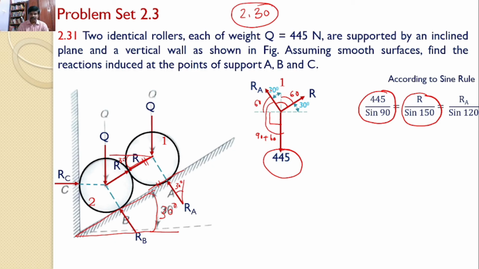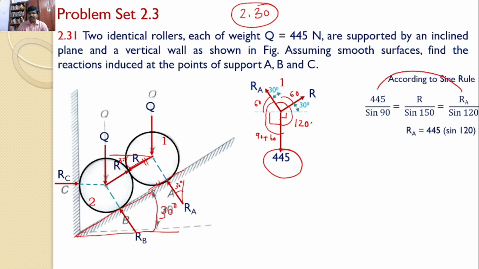Similarly, RA divided by sine of the angle between the other two forces, R and 445. This is 30, already we know. This is 90 degrees, so the angle between these two becomes 120. So I can write the equation RA by sine 120. Once you know all these three expressions, then I can find the required values R and RA.